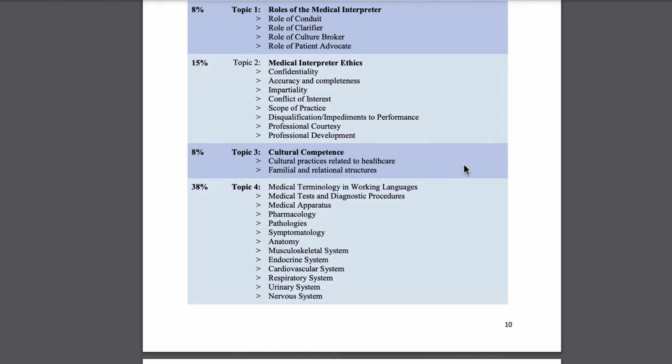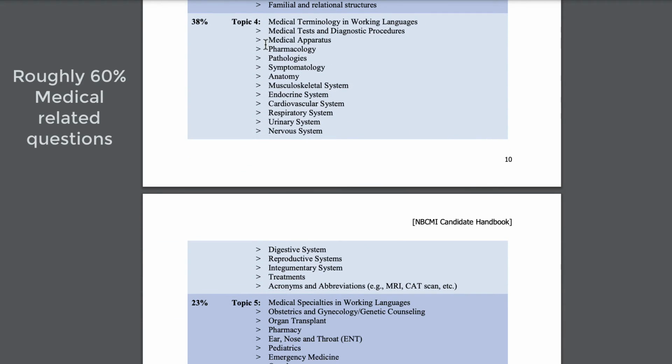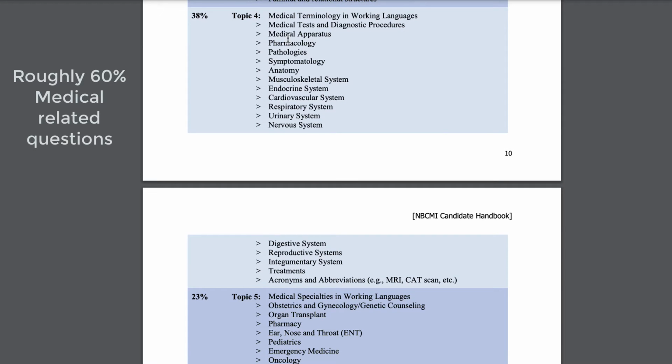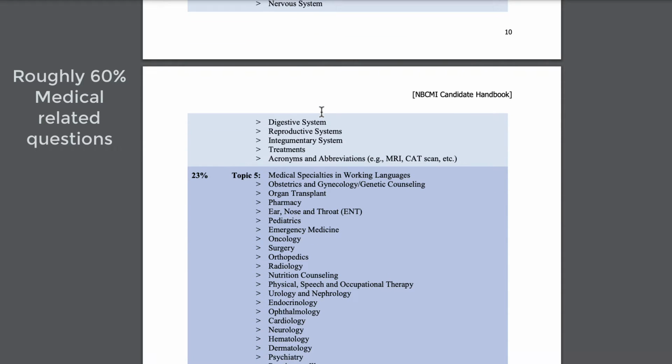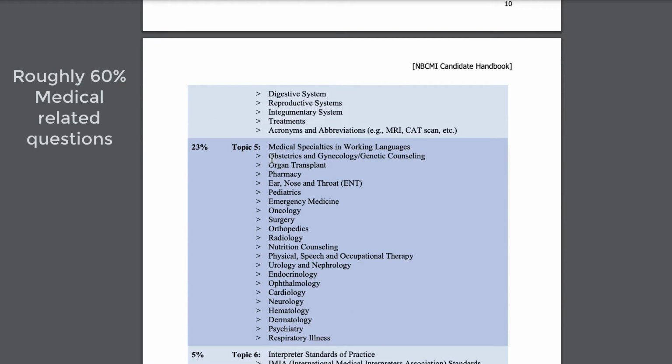The rest, the 60%, is going to be all medical related stuff. So when I say medical related stuff, they're going to talk a lot about medical terminologies, medical tests, each system of the body, which is a huge chunk of the exam. And you will get questions for each department of the specialties of the medical in the hospital, such as ENT, pediatrics, oncology.